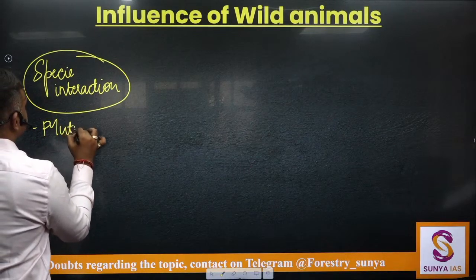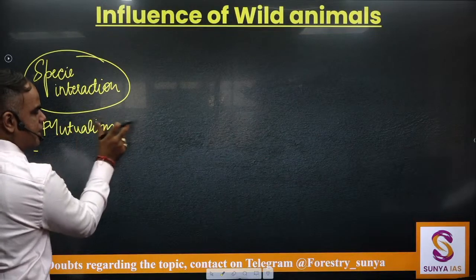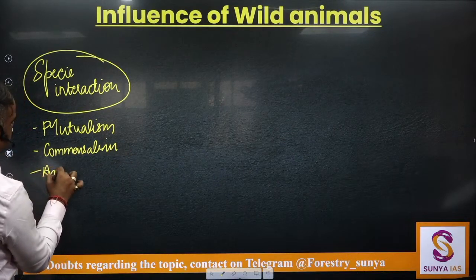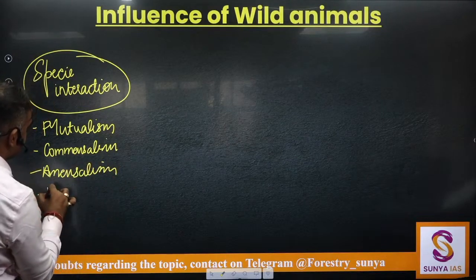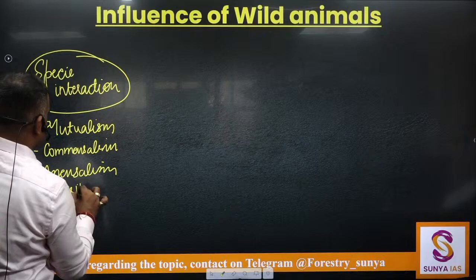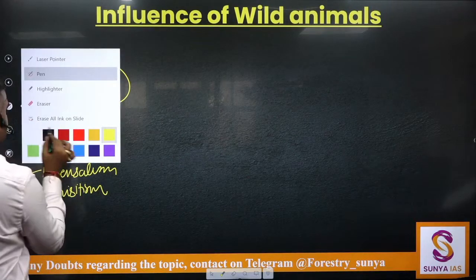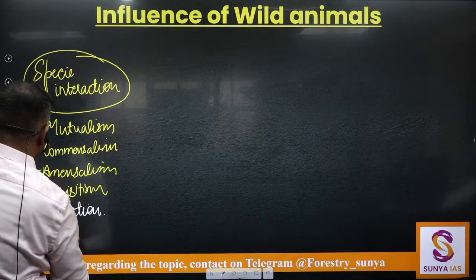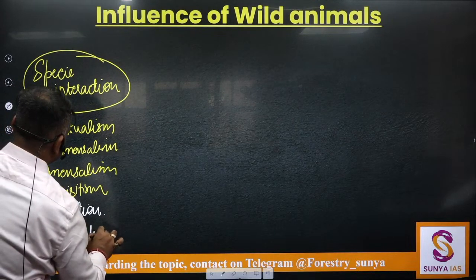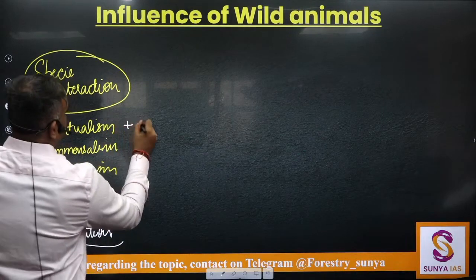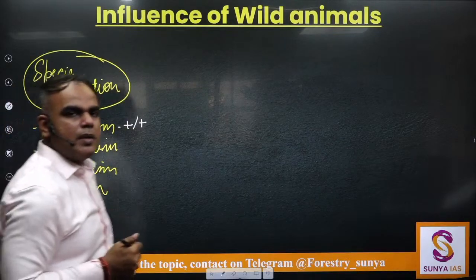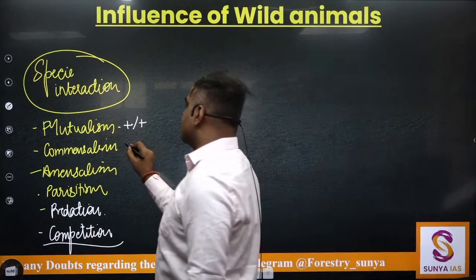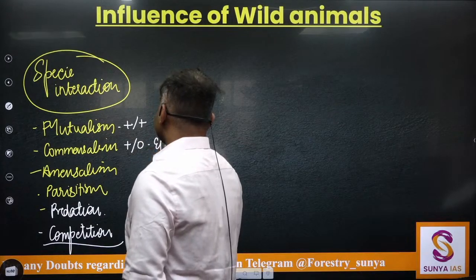So right from mutualism, and one example each you should remember: commensalism, amensalism, parasitism, predation, competition. Mutualism is where both are benefited, plus plus. Examples like corals, mycorrhiza, lichens. Commensalism is where one is benefited, the other is not. Here for example we have seen the case of epiphytes.